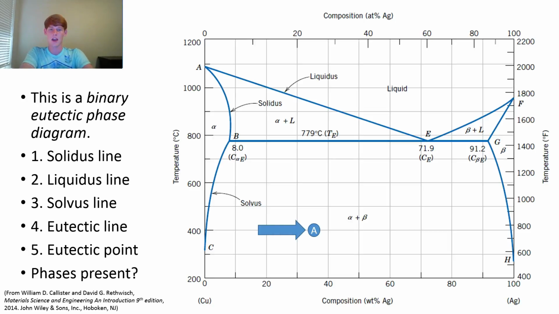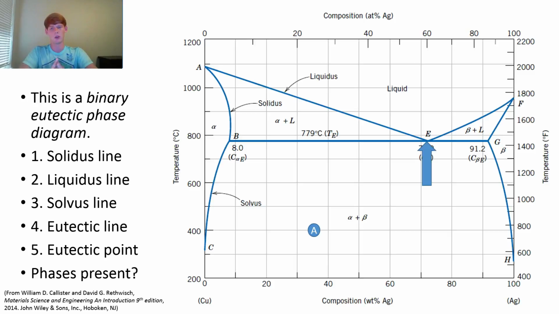So at point A, how many phases are present? 2, alpha plus beta. It's in that region. And on the solvus line, how many phases are present? So it's touching the alpha region and the alpha plus beta, so still 2. As before, for the solidus and the liquidus, look at each phase that they're touching on either side, and you'll see for the solidus line, there's 2 phases present. The liquidus line, there's 2 phases present.